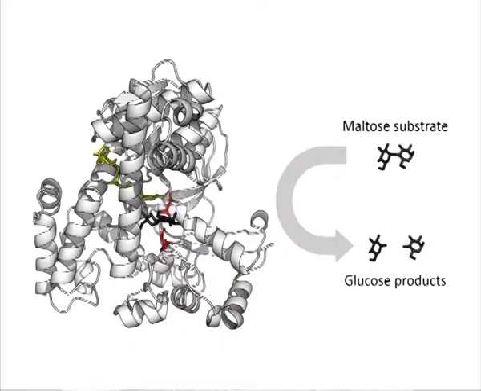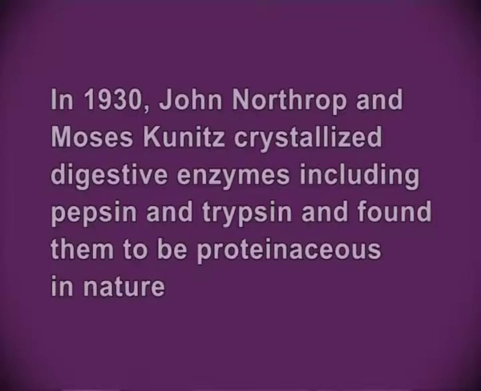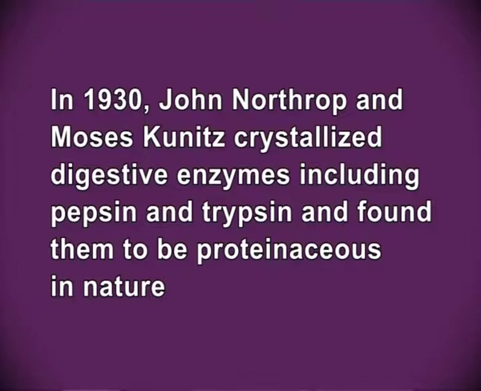Sumner found that the enzyme urease consists only of protein and postulated that all the enzymes are protein. In 1930, John Northrop and Moses Kunitz crystallized digestive enzymes including pepsin and trypsin and found them to be proteinaceous in nature. It was then confirmed that enzymes are proteinaceous in nature.